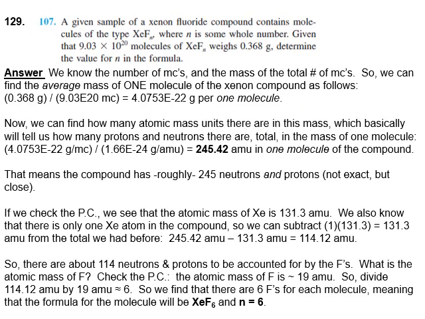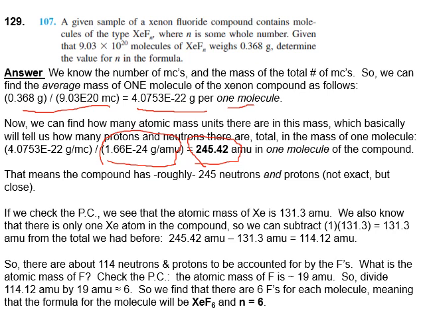So we wound up here, when we divided 0.368 grams by 9.03 times 10 to the 20th, we got 4.0753 times 10 to the minus 22nd grams, and that's 1 molecule's mass. And then we want to convert that to its mass in AMUs by multiplying by your conversion factor here, which will be given to you on the test. And when we do that, we get 245.42 AMUs. So that means there's 245.42 protons and neutrons in this.